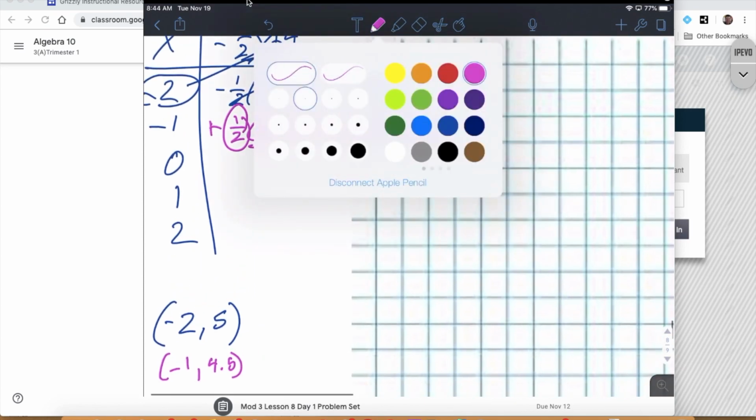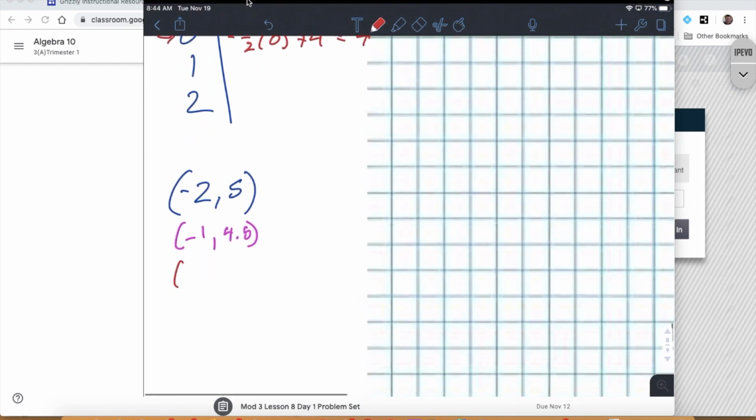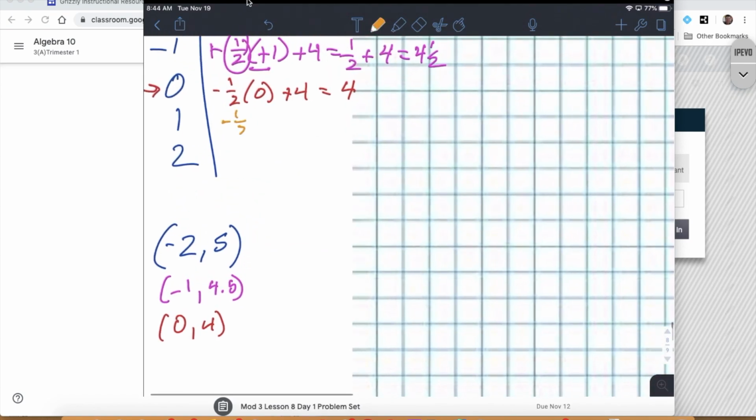Continue with 0. Change color again. Let's go negative 1/2 times 0 plus 4. Because there's a 0 and I chose to write down a 0, that means I get to find the y-intercept. Boom, done. 0, 4. I'm going to finish my table out because that's the objective. Negative 1/2 times 1 plus 4. Anything times 1 is itself, and then add 4. So really we're looking at negative 1/2 plus 4.